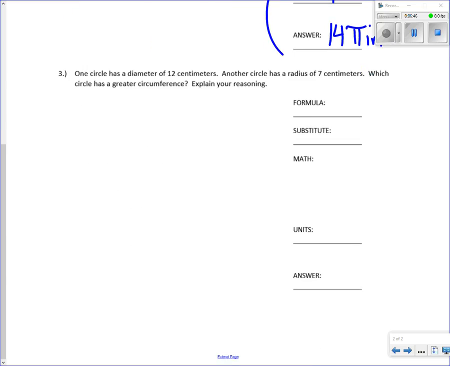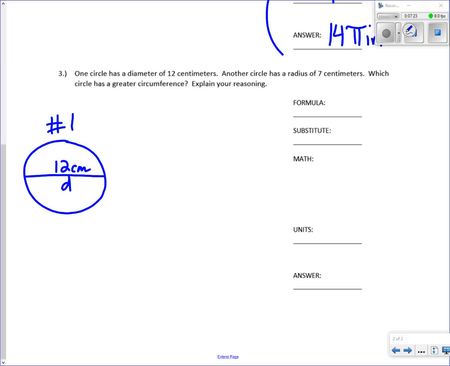Okay, our last example. One circle has a diameter of 12 centimeters. Another circle has a radius of 7 centimeters. Which circle has the greater circumference? Explain your reasoning. Whenever we have explain your reasoning, we want you to explain it in words in a complete sentence. So I'm just going to label. I have my first circle, and it says it has a diameter of 12 centimeters. So they gave us D.